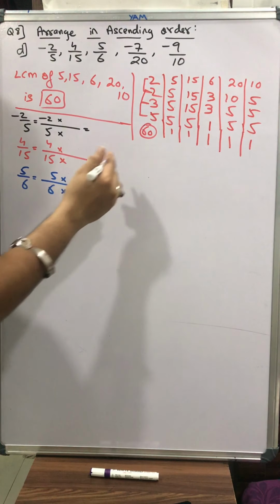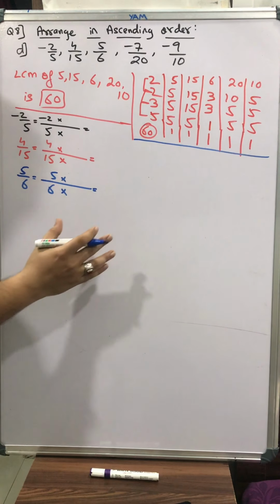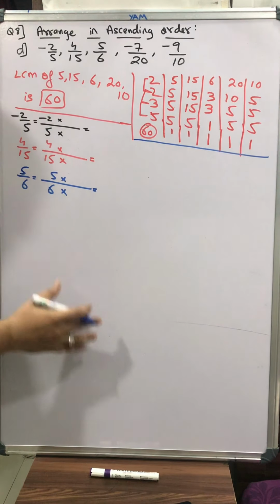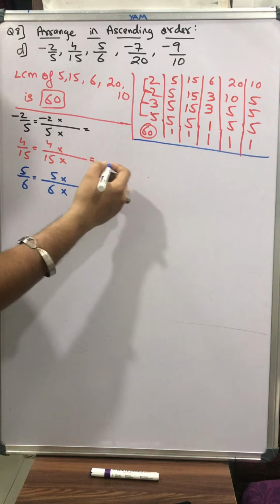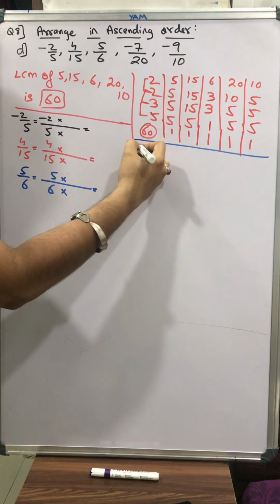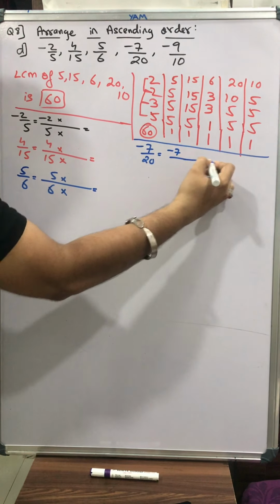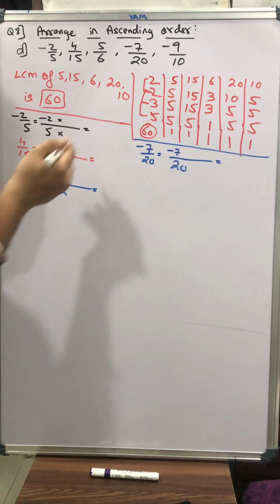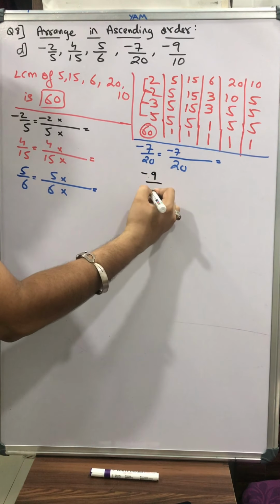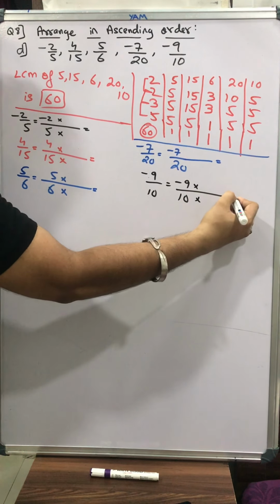Then what we have? See, I don't have place, students. That's the reason I'm writing on the right hand side. You all will not write on the right hand side, please. You will just leave one line and proceed vertically only. Then I have minus 7 upon 20, is equal to minus 7 upon 20 multiply is equal to. Then the last one, minus 9 upon 10, is equal to minus 9 upon 10 multiply is equal to.